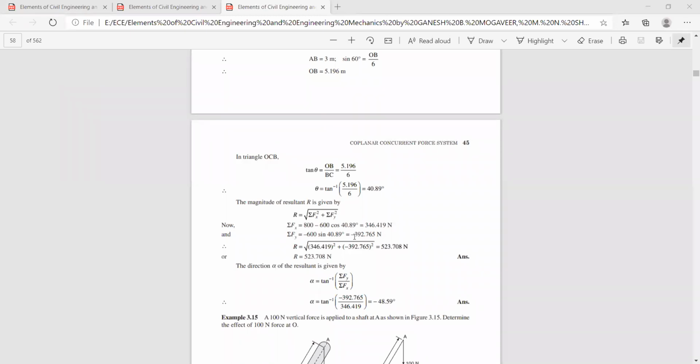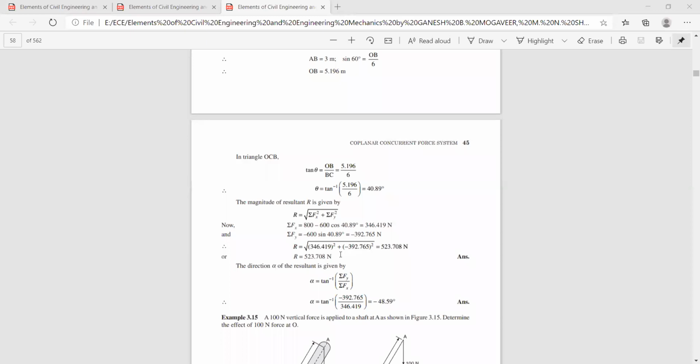So either you can write this minus, or in the bracket, you can show the arrow in the downward direction. And here sigma f of x is positive. That is, you can show the arrow in the positive direction, or else you can also put this negative sign. So then you find the magnitude of the resultant, R is equal to square root of sigma f of x square plus sigma f of y square. So thereby you'll get the magnitude of the resultant as 523.708 Newton. And the direction of the resultant, alpha, is tan inverse sigma f of y by sigma f of x. So thereby you'll get the direction of the resultant as 48.59.